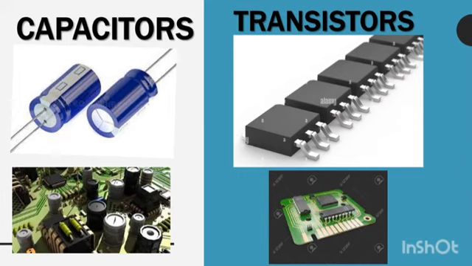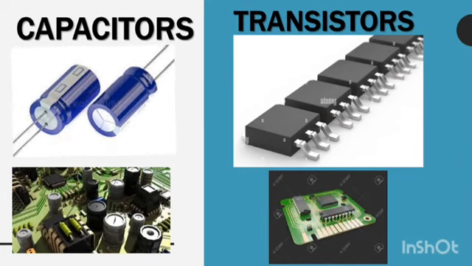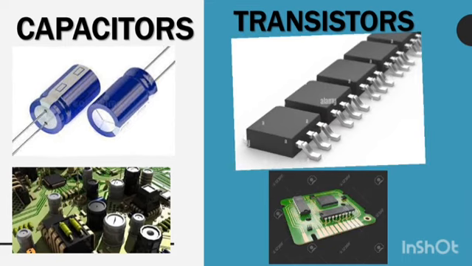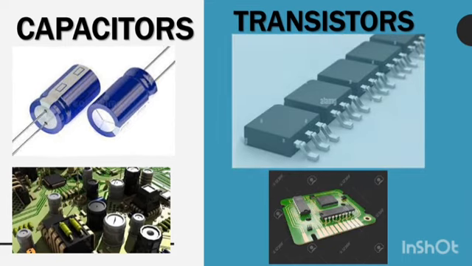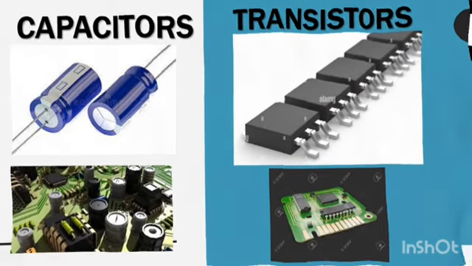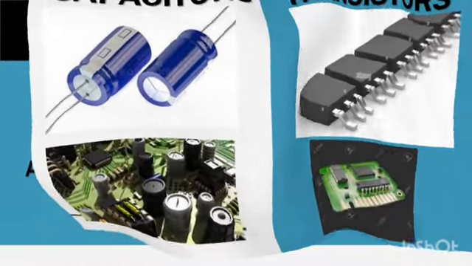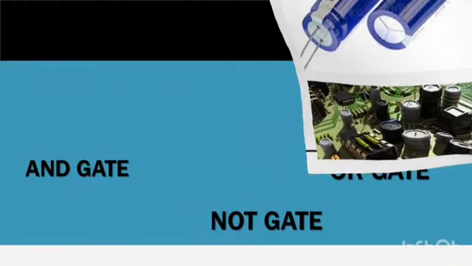Now, pictorially, this is how a capacitor looks like, and this is how a transistor looks like. They have legs that are used to implant them on the motherboard. So if any of them is faulty, it can easily be replaced. Their function basically is to regulate the amount of charge that is being supplied to all the components that make up the device.